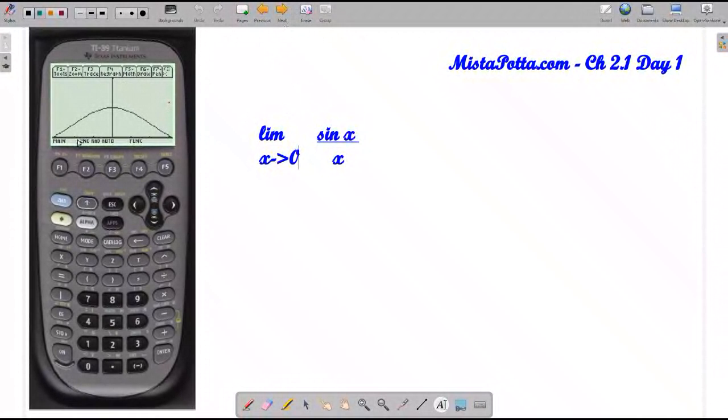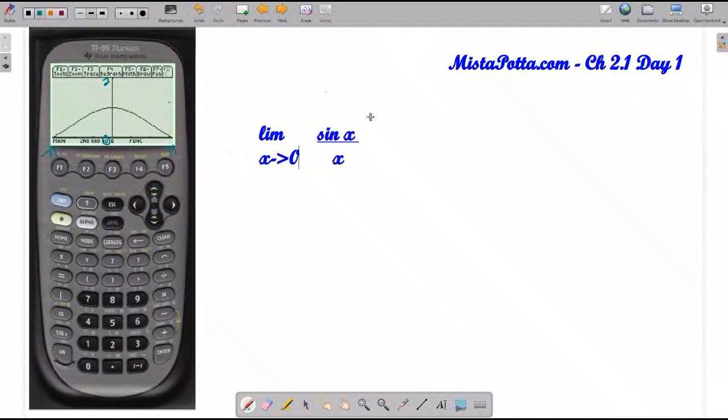In here, I've got my graph of the function y equals sine of x over x. And I've got it on the domain from negative pi to pi, and on the range from 0 to 2.